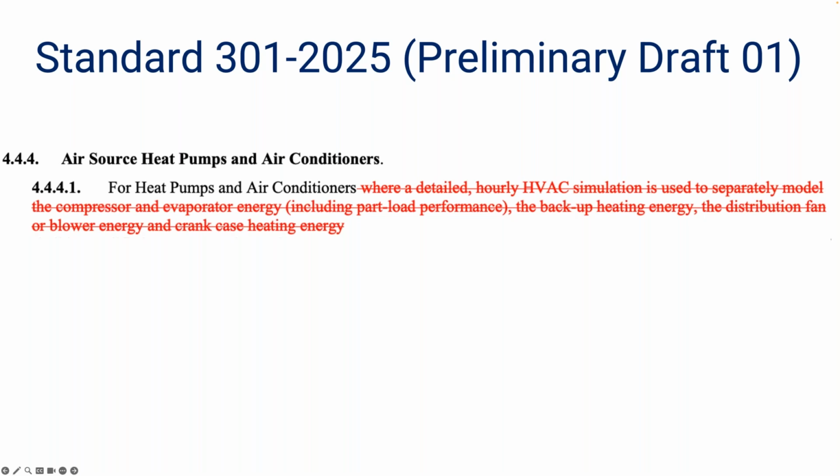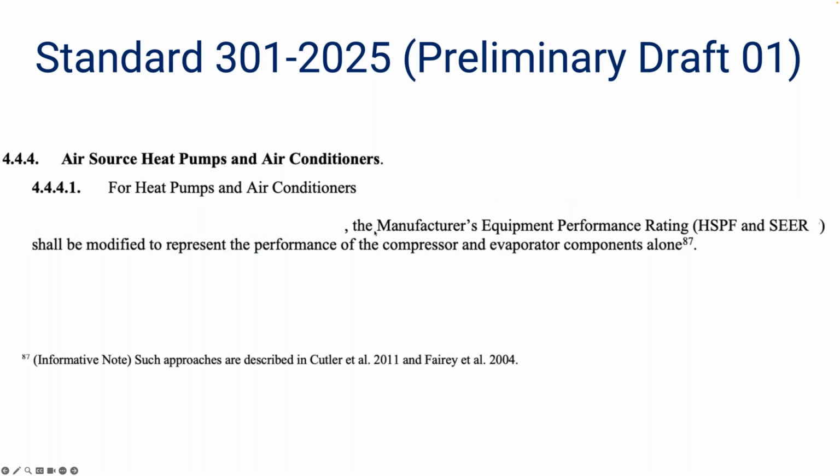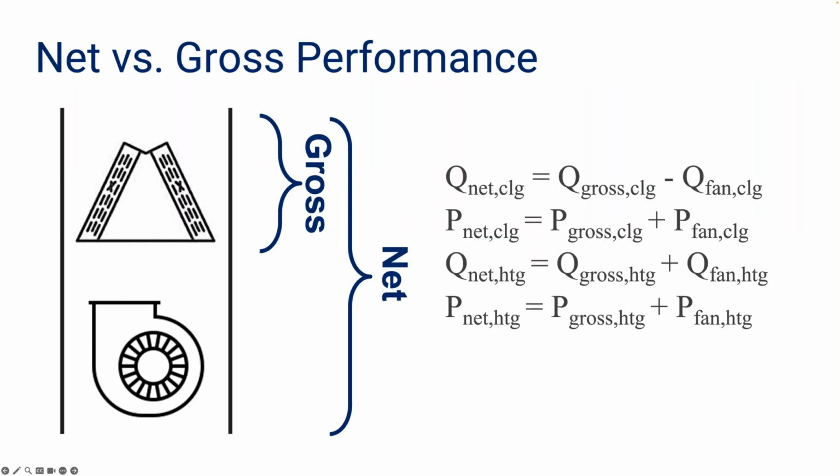So that's been removed. The next section here says that the manufacturer's equipment performance ratings shall be modified to represent the performance of the compressor and evaporator components alone, which means that it doesn't include the indoor fan. We have a little footnote here that says there are approaches described in these various articles that are referenced in the standard. It's informative, but it doesn't say how to do that. And I'm going to take a little bit more time to get into what that actually means.